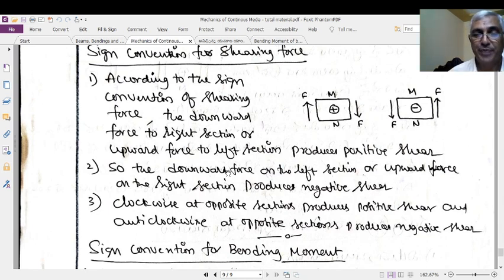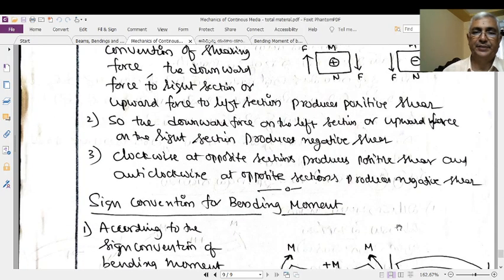Or simply speaking, clockwise forces at opposite sections produce positive shear, and anti-clockwise forces at opposite sections produce negative shear. This is the simple version of the sign convention made by the international group of scientists.